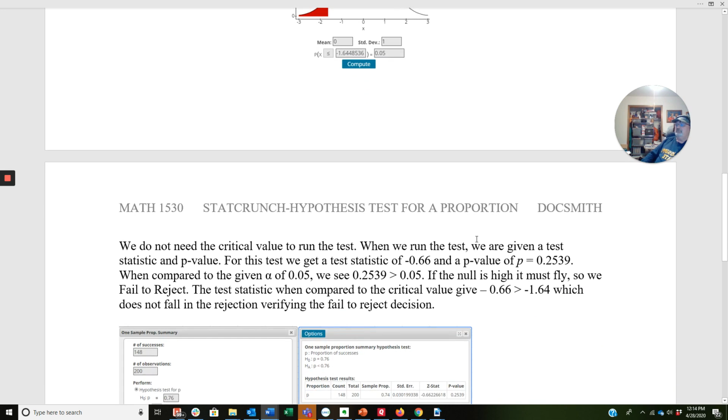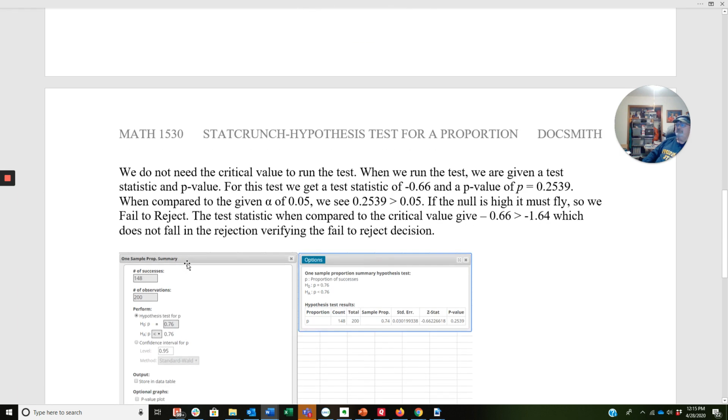Now remember, I don't need the critical value to run the test. When we run the test, we're given a test statistic and a p-value. For this test, we get a test statistic of negative 0.66 and a p-value of 0.2539. When compared to the given alpha of 0.05, we see 0.2539 is greater than 0.05. If the null is high, it must fly. So we fail to reject the null hypothesis.